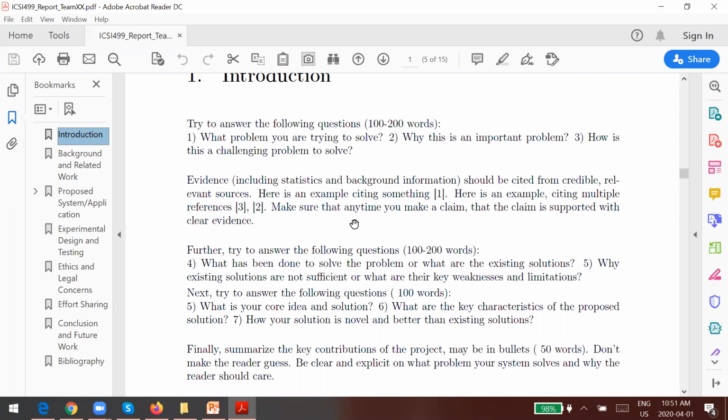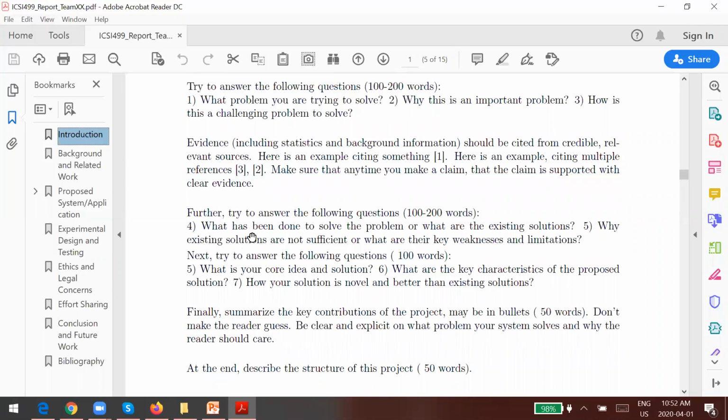Another general guideline is that any evidence or any arguments you make, including statistics and background information, should be cited from credible sources. Here is an example of citing. Here is an example of citing multiple references. You can use that, and make sure anytime you make a claim, that claim is supported by clear evidence.